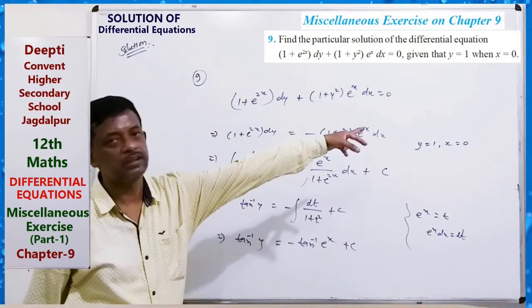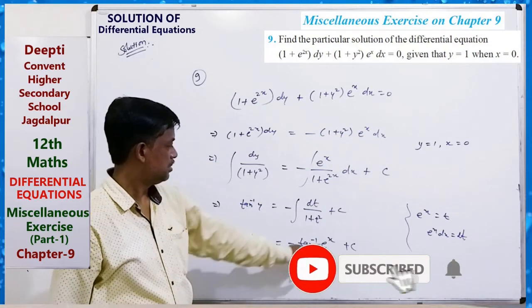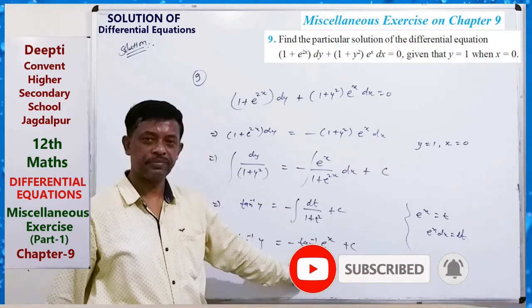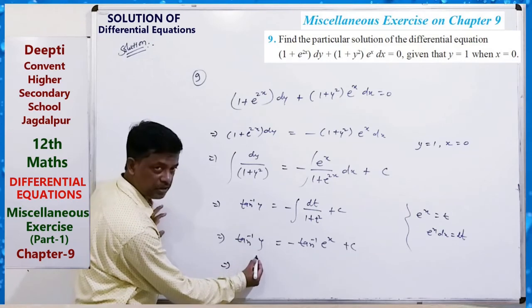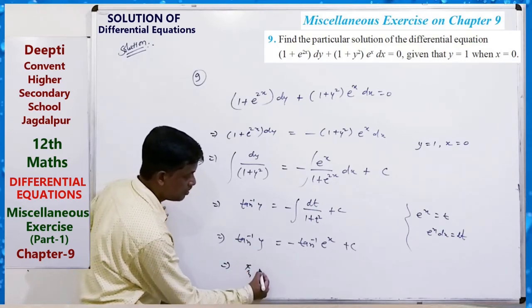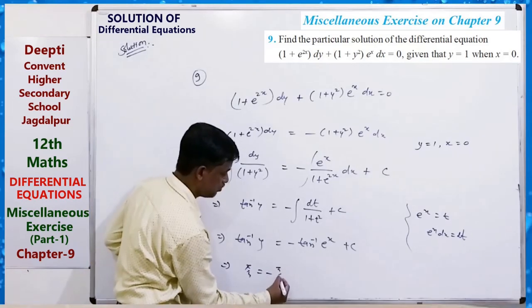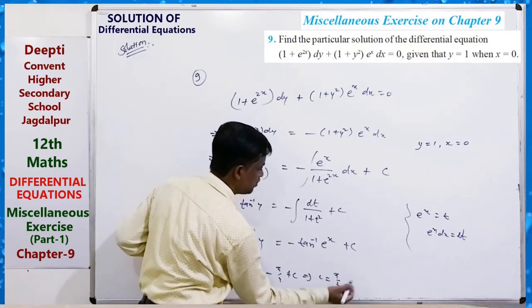Now we can apply this condition, y equals to 1 and x equals to 0. Okay. So tan inverse 1 means pi by 4, also minus tan inverse e to the 0, which is 1, tan inverse 1 is pi by 4, so pi by 4 minus pi by 4 plus c. So c equals to pi by 2. Just put pi by 2 here.